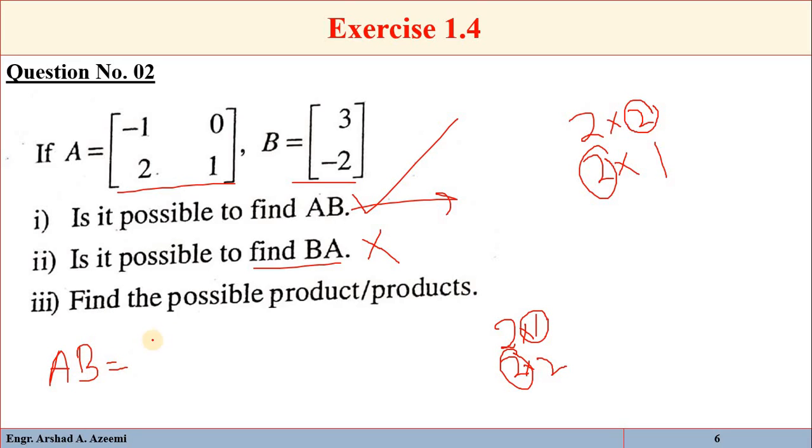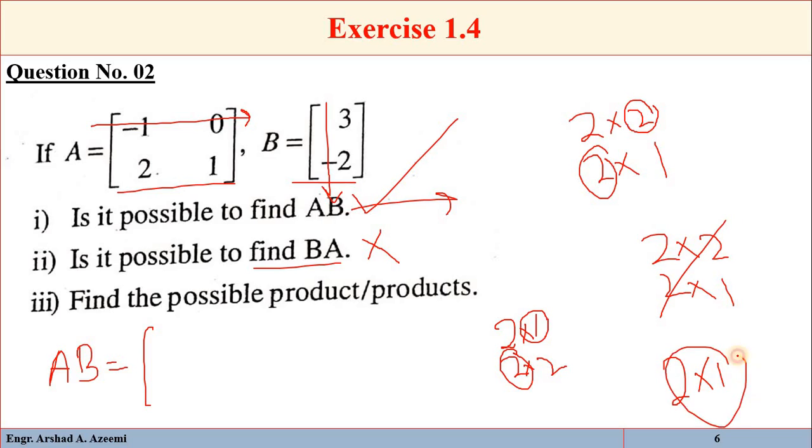So that will be equal to, now remember, the row will be multiplied with column. And here you can see that A is 2 by 2, B is 2 by 1. So the resultant matrix will be 2 by 1. Now the first element will be multiplied with this one. So minus 1 multiplied by 3, that is minus 3, plus the second element multiplied with this one. So 0 multiplied by minus 2, it is 0.